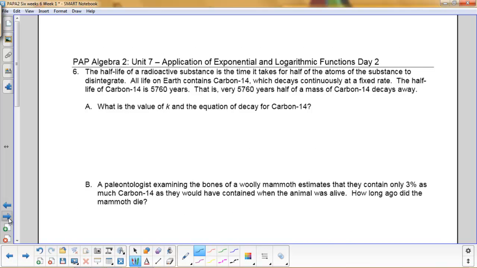Question number 6. I'm going to try to put it all together in this problem. I want you to read through it, find your constant, and then use that constant to estimate the age of the woolly mammoth in part B. Be ready in class tomorrow to discuss your findings and the way that you determined what your final solution was.